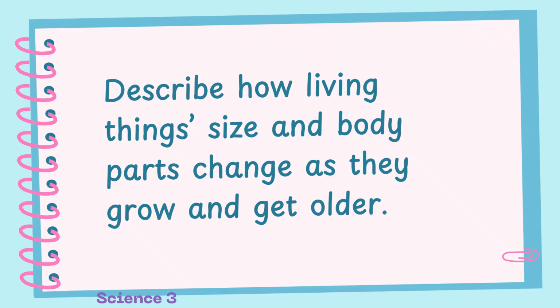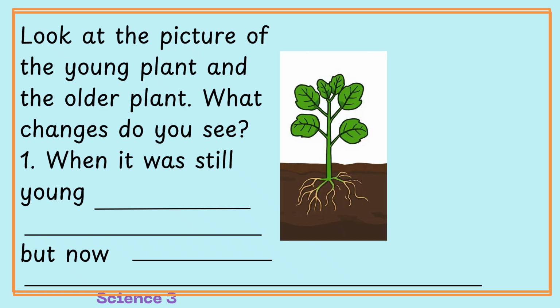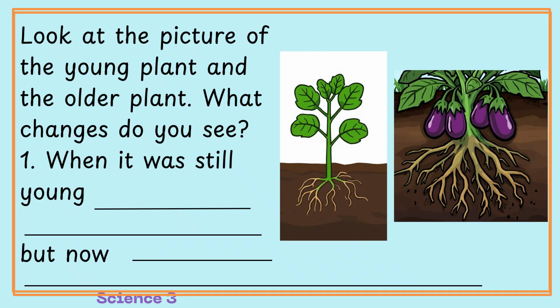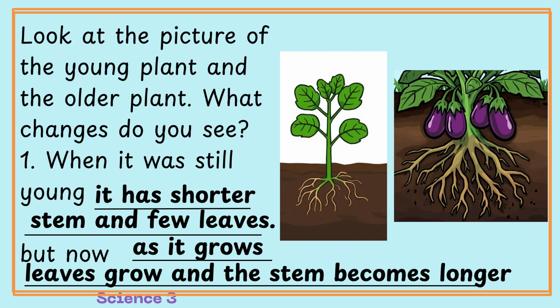Let us have first a short recall. Describe how living things' size and body parts change as they grow and get older. Look at the picture of the young plant and the older plant. What changes do you see? 1. When it was still young, blank, but now blank. What is your answer, kids? It has a shorter stem and few leaves. But now, as it grows, leaves grow and the stem becomes longer.